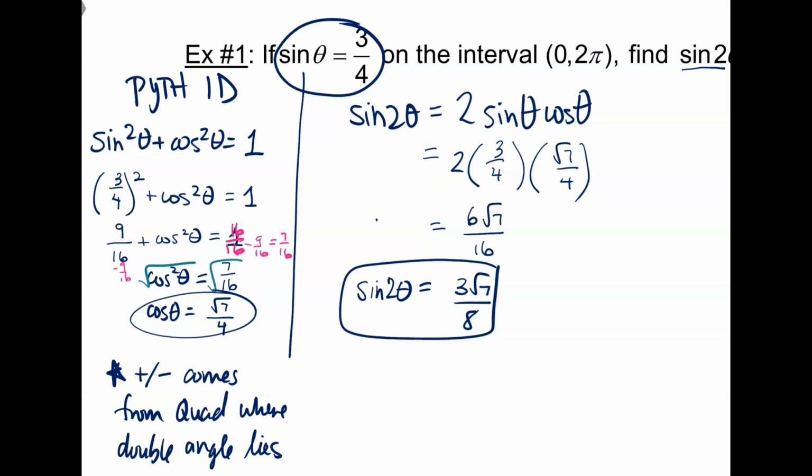Why'd you get rid of the sign? So I plugged in. I know sine of theta is 3/4. I know cosine theta is square root 7 over 4. Oh. Try to solve.